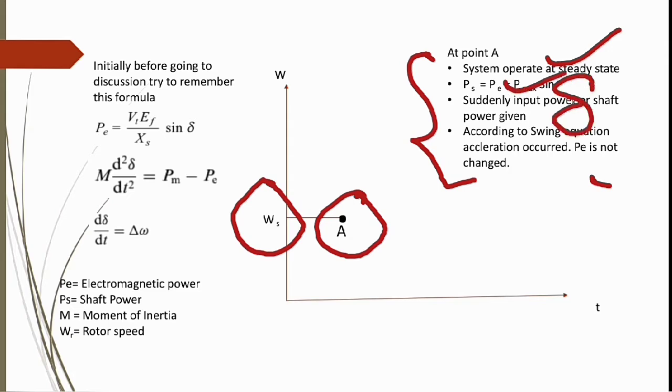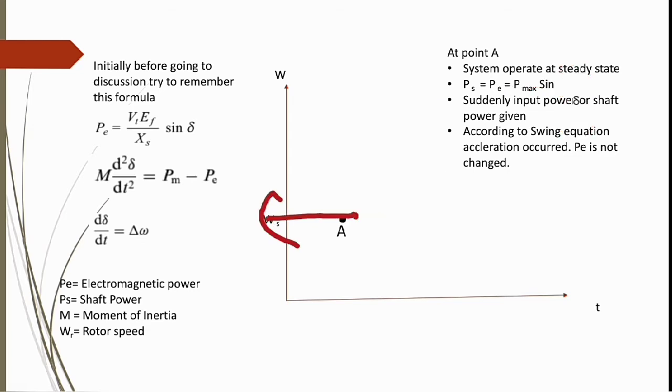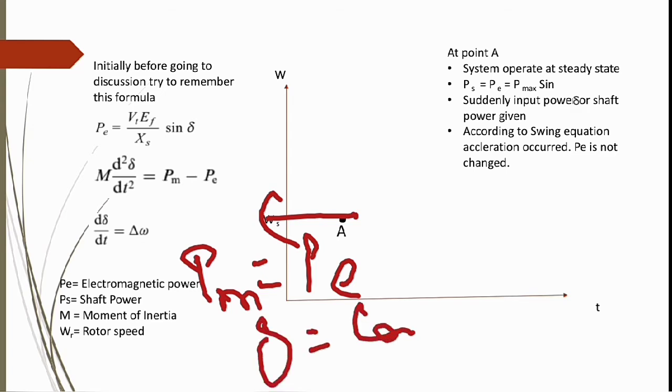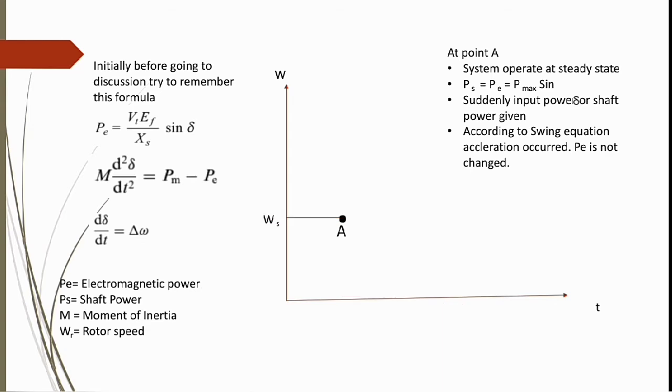Then suddenly at point A, the input power or shaft power is given. Before point A, what happened? Before point A, Pm, that is the shaft power or mechanical power, equal to Pe, and delta equal to constant. These two conditions occurred before point A.